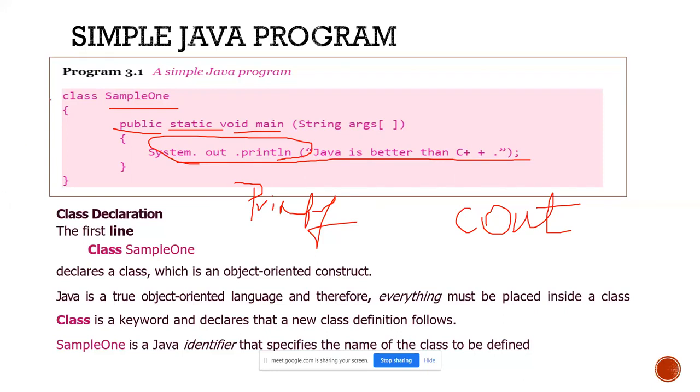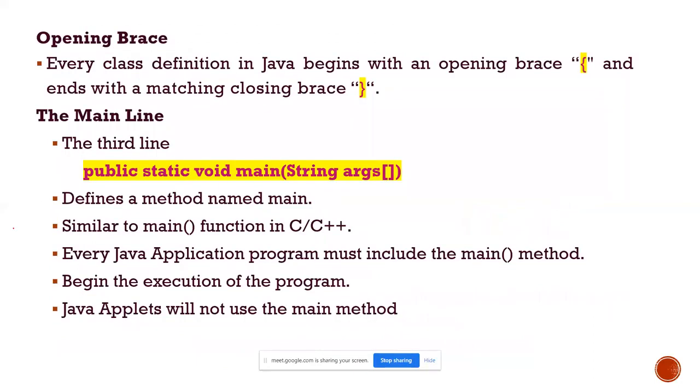Class is a keyword, and it means a new class definition follows. And sample1 is a Java identifier that specifies the name of the class. What is the name of the class? It is the user-defined name, sample1. Then there is the opening brace. Every class definition in Java begins with an opening brace and ends with a closing brace. So every program must open with the opening brace and close with the closing brace.